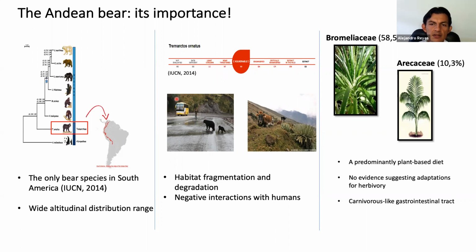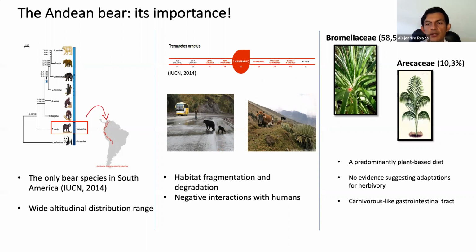This category of vulnerable has been assigned mainly because of habitat fragmentation and degradation and several negative interactions with humans. As farming moves forward into their native environment, the environment of the bears becomes fragmented, by roads or by farming, and then there are more chances of undesirable interactions with humans.